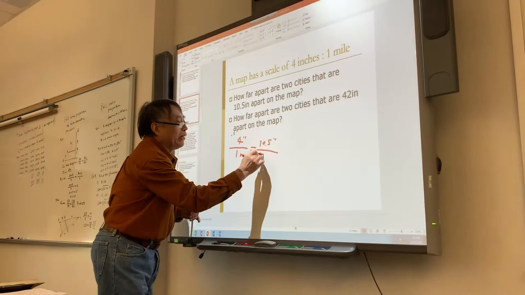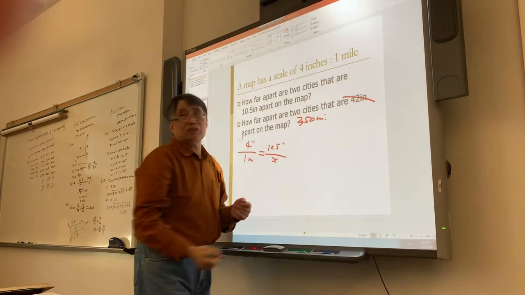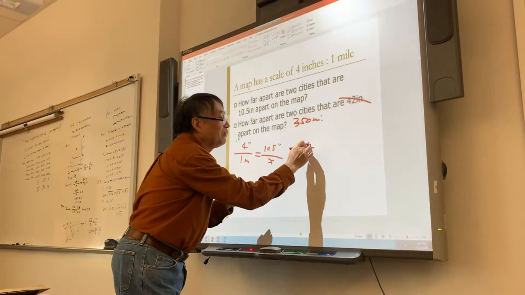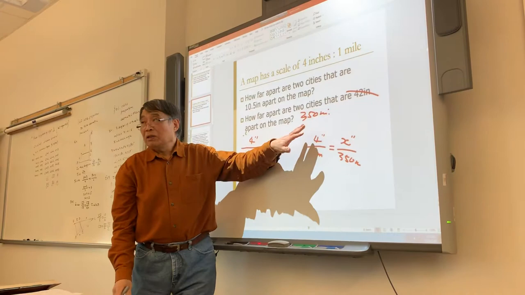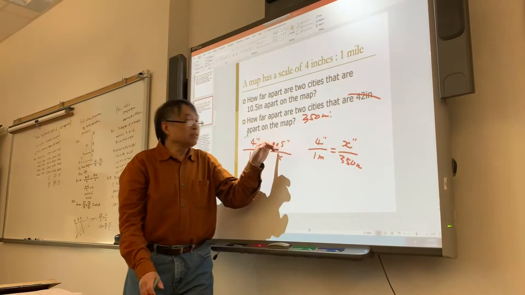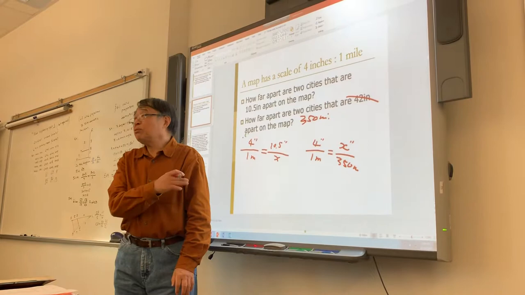If I change the second question, the second question is two cities 350 miles apart. How to find how many inches on the map? The same thing, 4 inches for 1 mile equals X inches for 350 miles. Do you understand me, please? On the map, 4 inches for 1 mile. The map is 10.5 inches. How many real miles? This one, we already know 350 miles. On the map, it should be X inches over 350. You use this formula, you cannot make a mistake. Don't worry.